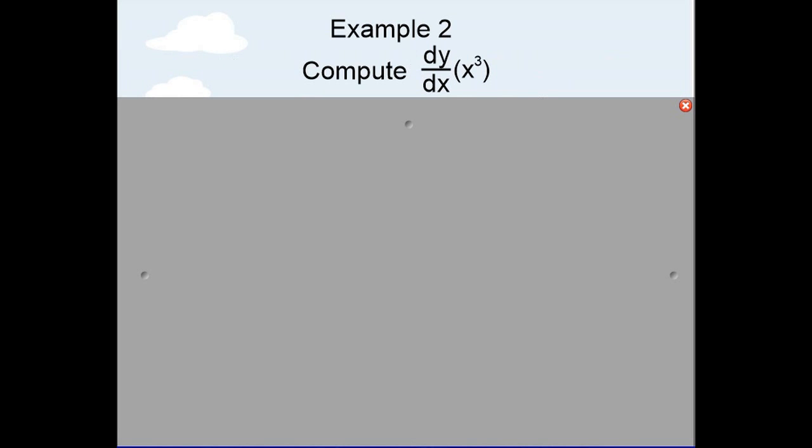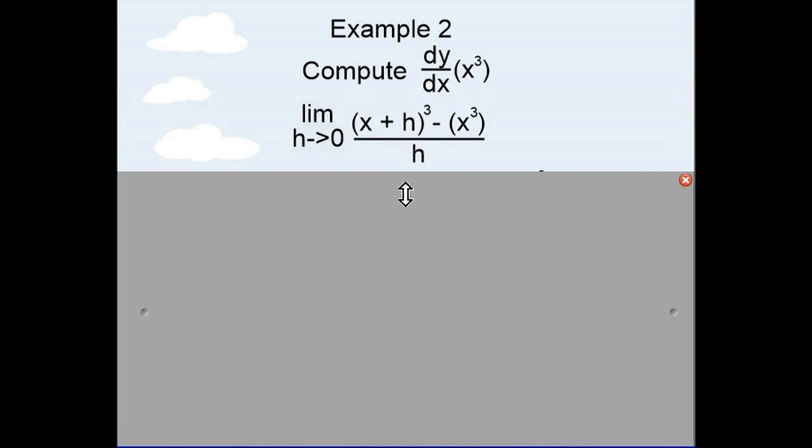So we want to compute dy over dx of x cubed. So remember, this dy over dx is just a different notation for the derivative. It's pretty similar to f prime of x. This is just telling us to take the derivative of whatever is in the parentheses. So we want to compute dy over dx of x cubed.